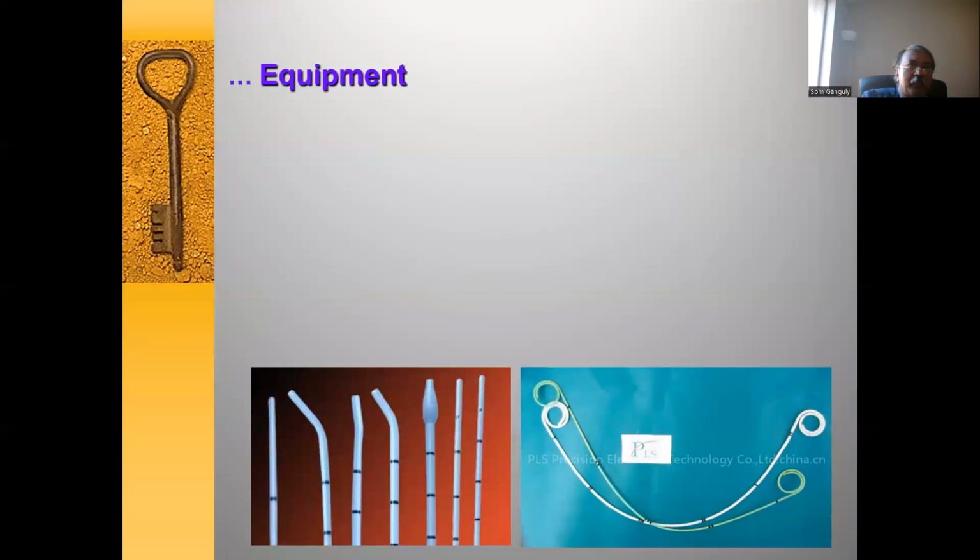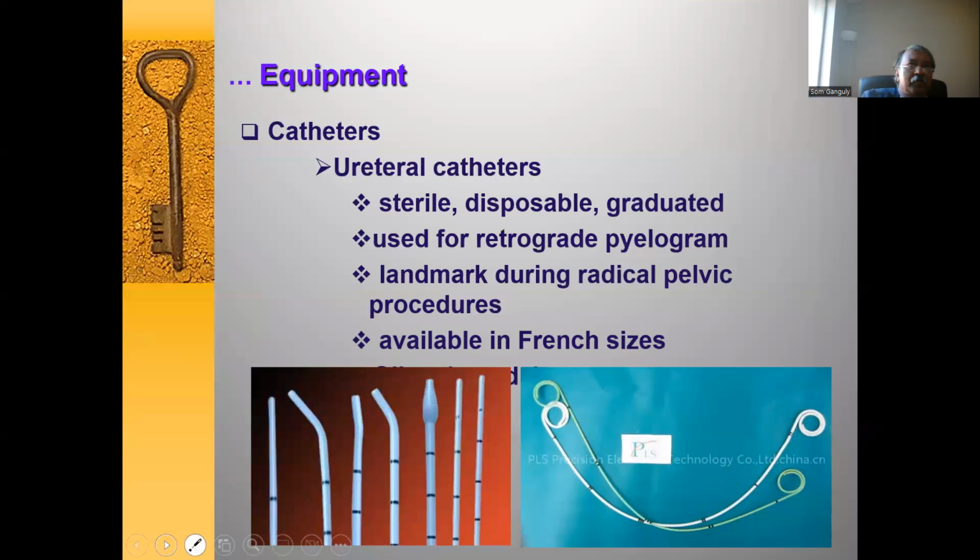Catheters that we use, some of them are ureteral, which is to go inside of the ureter. They're sterile, disposable, and they have markings, like graduated. These catheters, as you can see, have many different types of tip: olive tip, blunt tip, angle tip, straight.